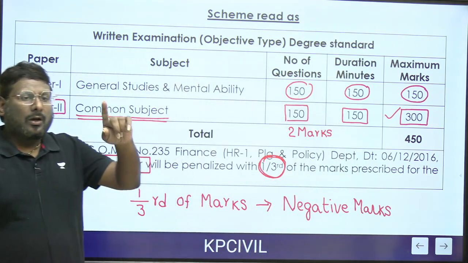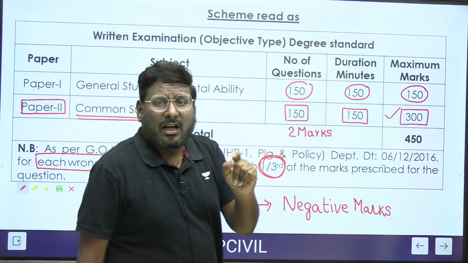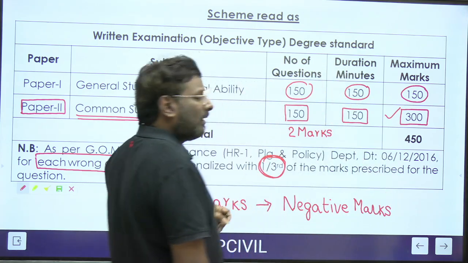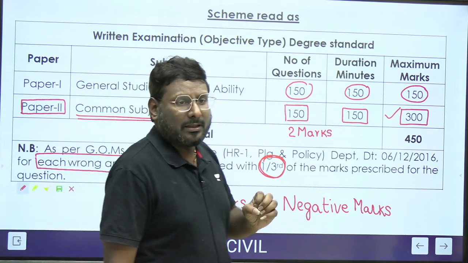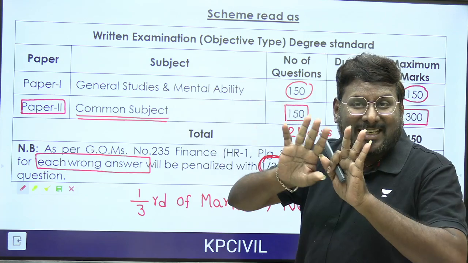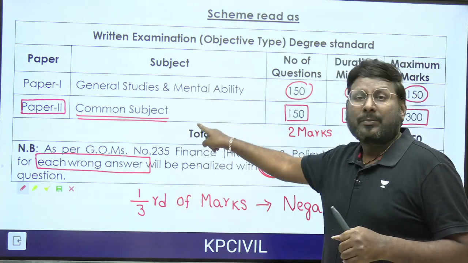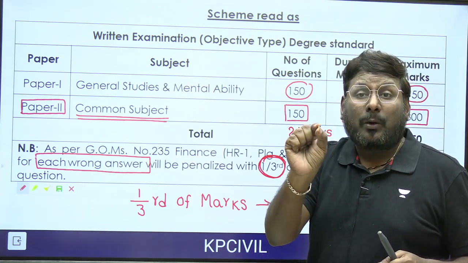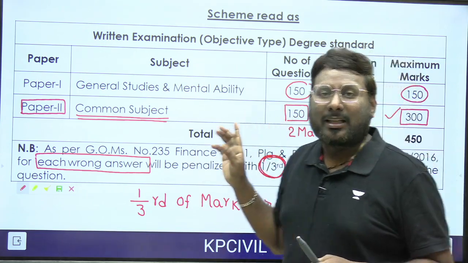Means, for example, you are getting a wrong answer in general studies: 1/3 of 1 mark, 0.33. For the general studies paper, you have 1/3 of 1 mark, 0.33. The common paper is not called technical; it is a common paper for all branches, a common subject. Each question is 2 marks. If you get a wrong answer, 0.66 marks, 1/3 of 2 marks, you are going to get negative marking.